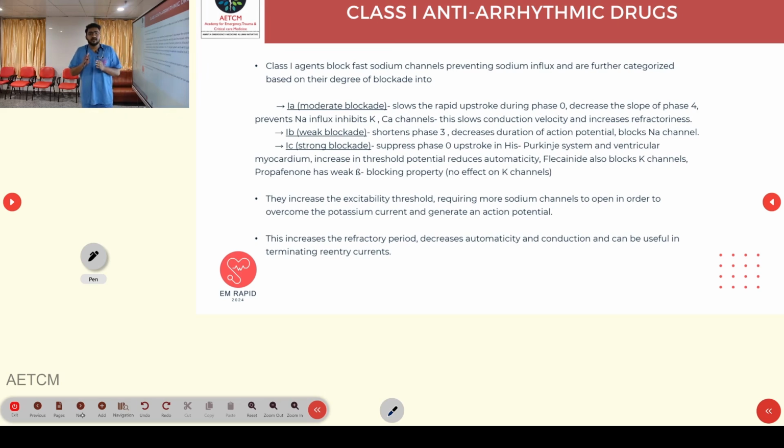So most of the antiarrhythmic agents have a similar mechanism of action. Then coming to 1B, weak blockade mainly shortens phase 3. Phase 3 is what is shortened, and it decreases the duration of the action potential and blocks the sodium channel.